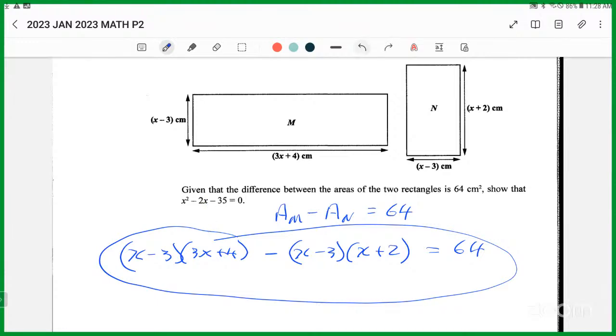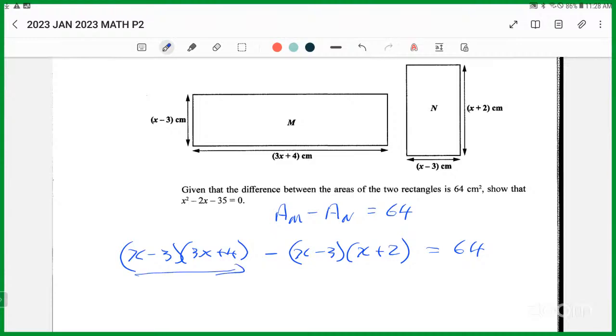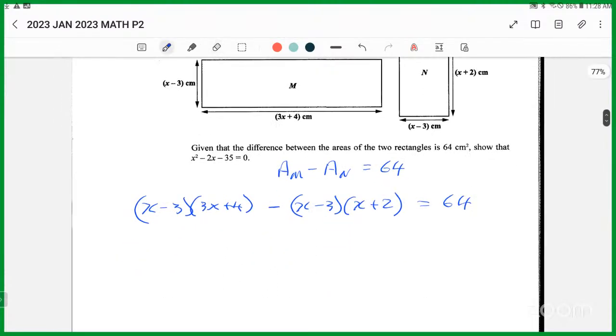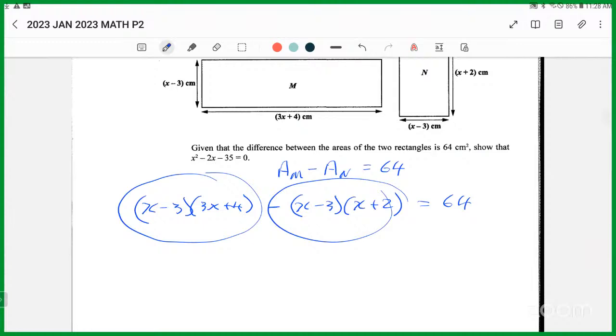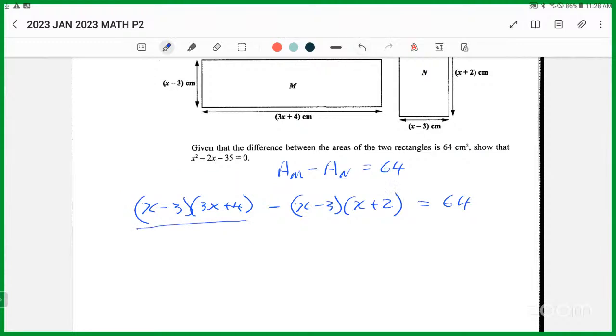Multiple ways to do it. We can decide to expand out this part and expand out this part, and then simplify down the terms. And this 64 will have to come over because they have a 0 on the right side. Or we can look at it and say, okay, this x minus 3 is a common factor, so we can write these two as one expression. But we're going to expand anyway. So I think I'm going to use the approach where I expand this one and then subtract. All right? Let's expand this one first.